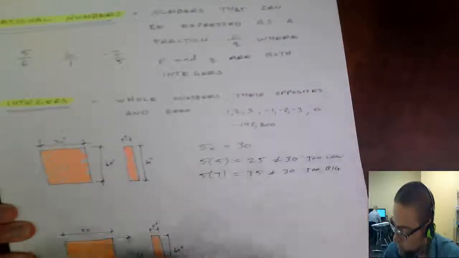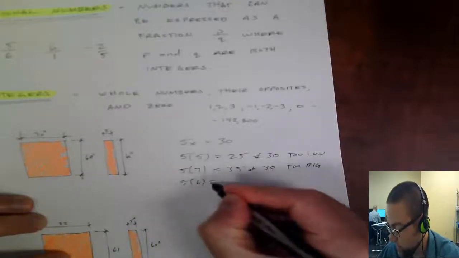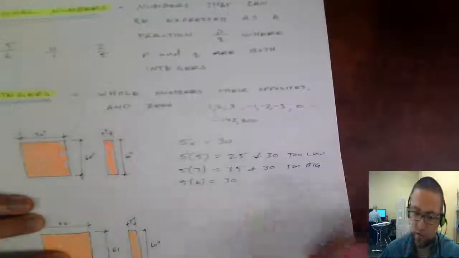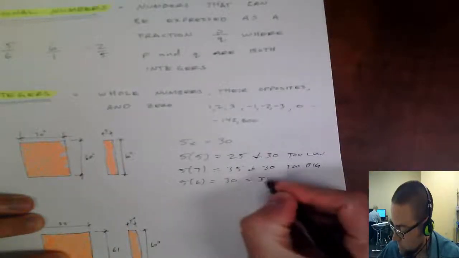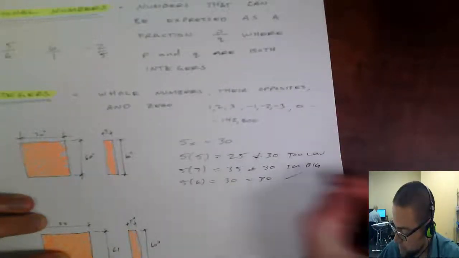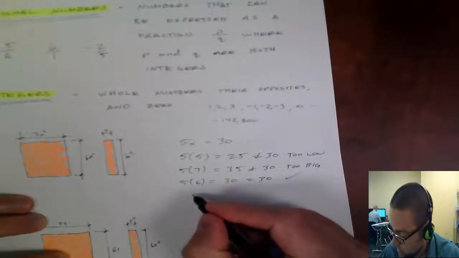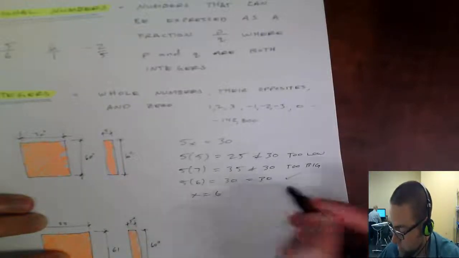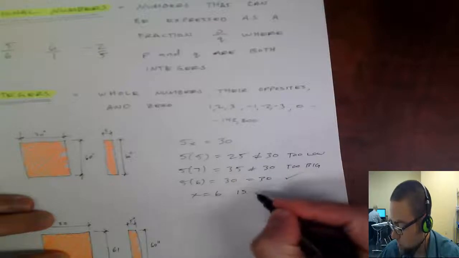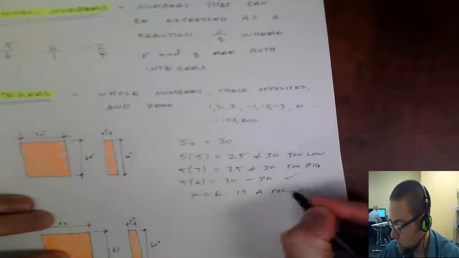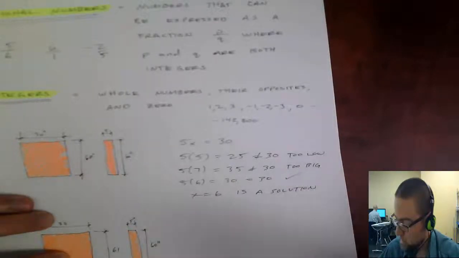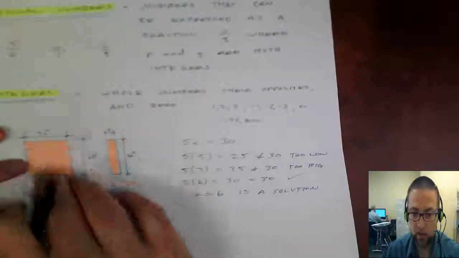Too big. So try something in the middle, right? And you guys are probably laughing at me because you probably saw it before I did. That 5 times 6 was 30, right? So this equals 30, so this is what we want, and we say x equals 6 is a solution, right? It's a number that works. So a solution to this problem was, if I took 6 boards and glued them together, I could make a 30-inch base.